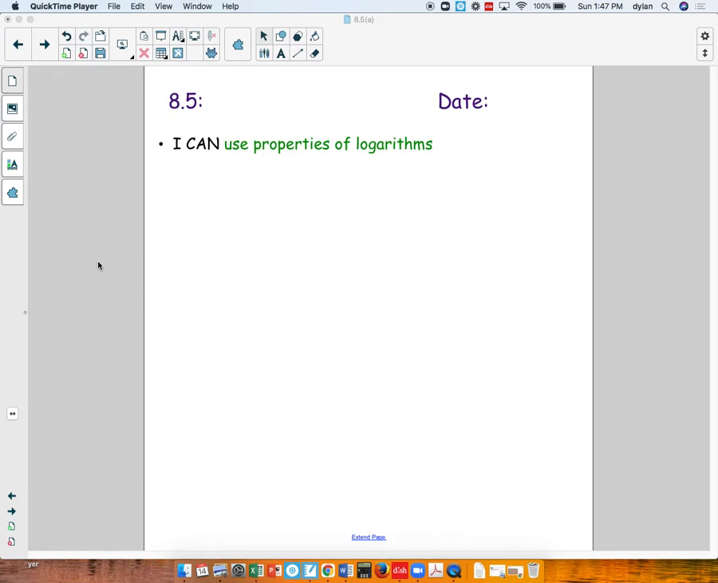Hey guys, welcome to the first of our two videos for section 8.5. We're going to be looking at all the properties of logarithms and comparing them to the properties of exponents, and then looking at how we can apply those properties as well.